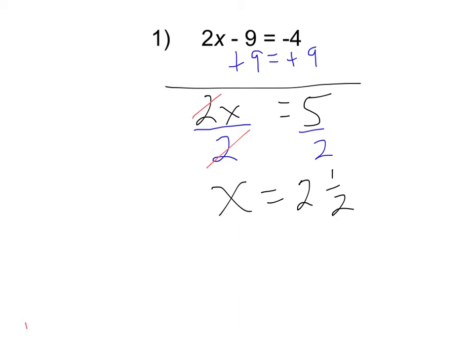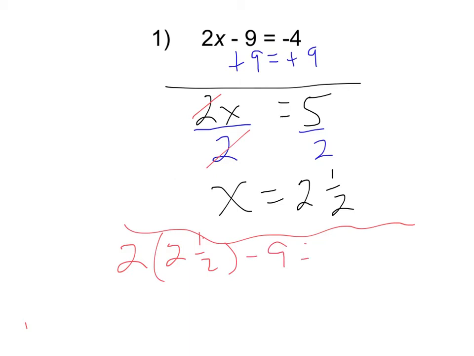Now that we've done that, let's do a double check and make sure that it works. So I'm going to rewrite this now as 2 times that 2.5 minus 9 equals negative 4.